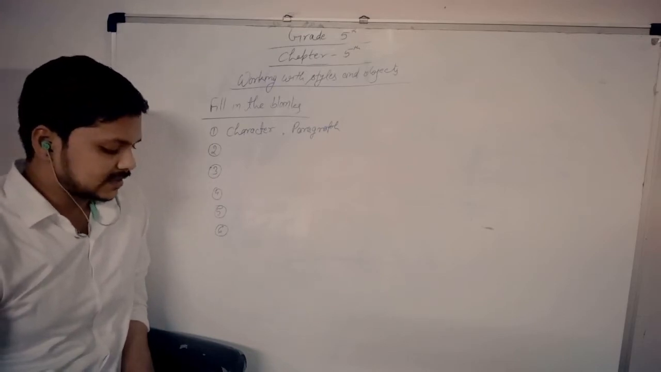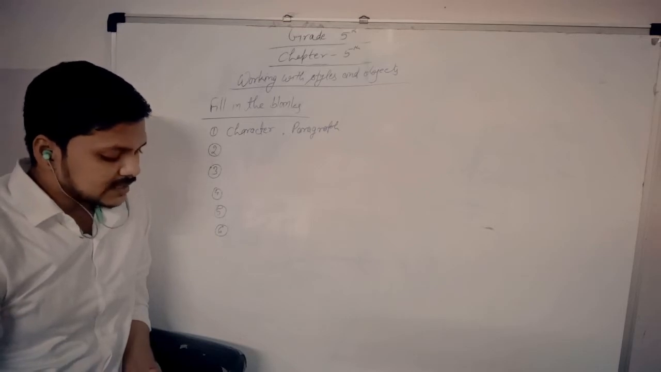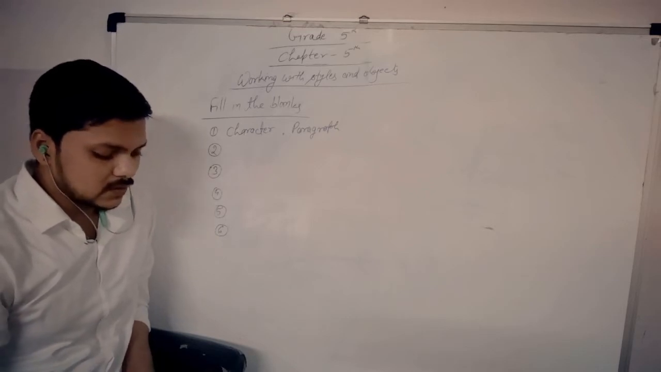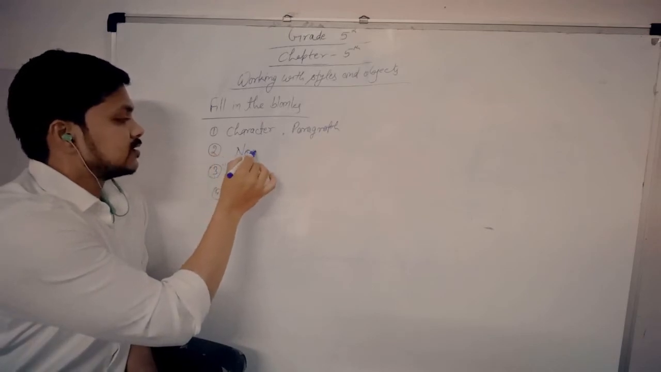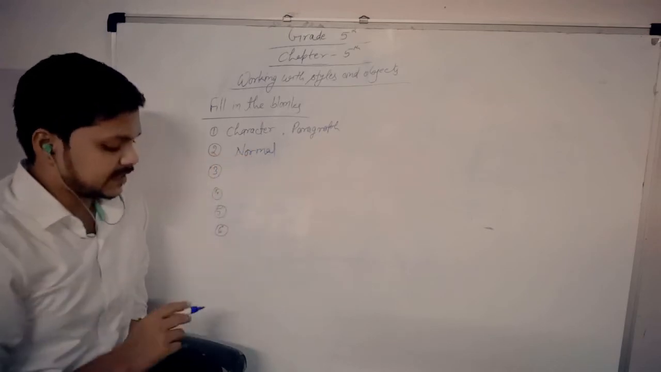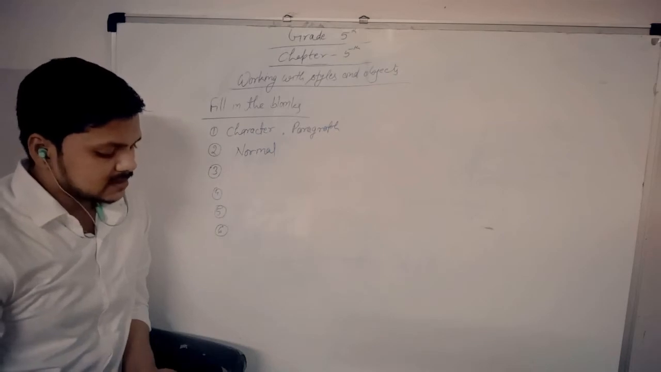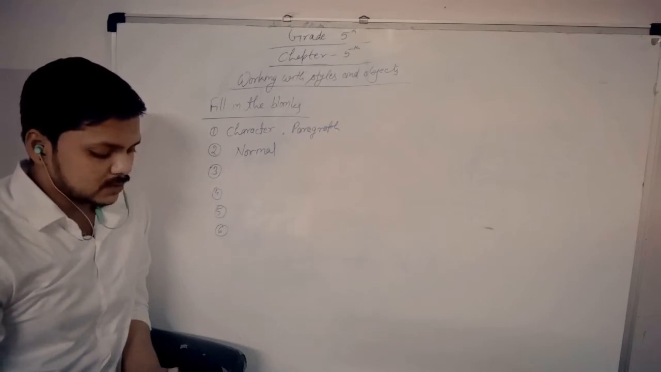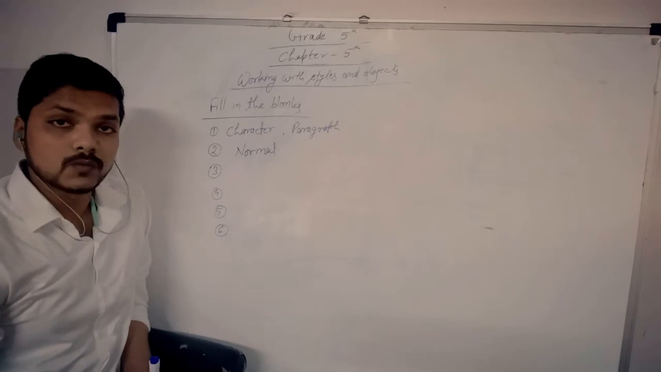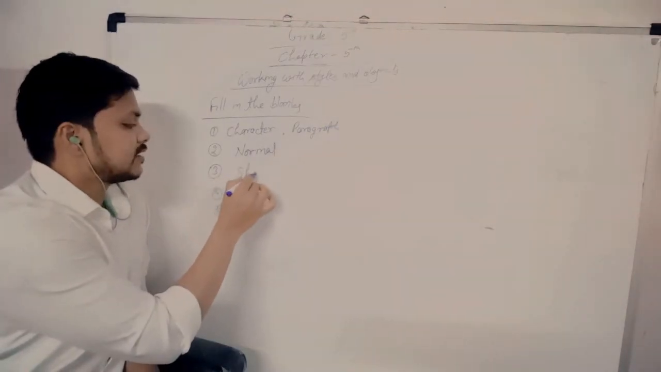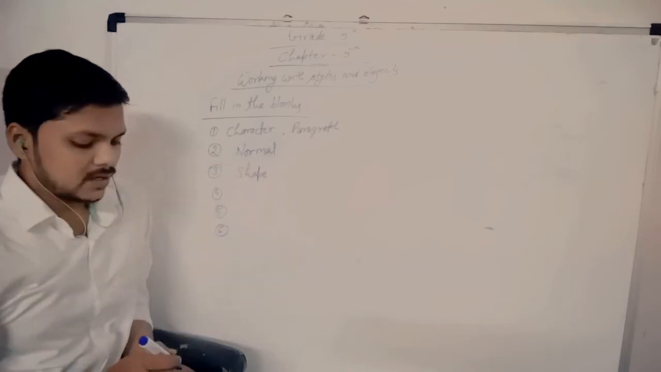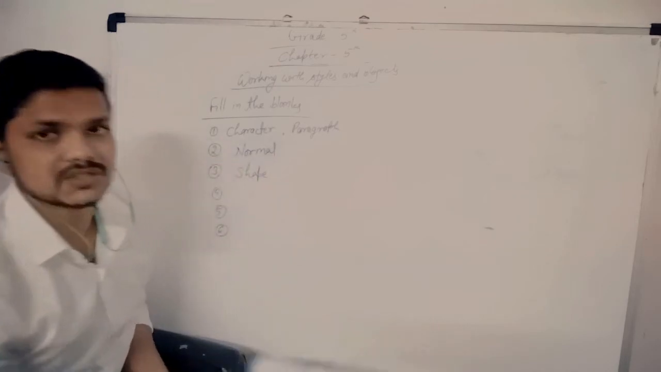Second fill in the blanks: by default the typed text is based on what type of style? That is based on normal style. So right here, normal is second. Third is, lines, basic shapes, block arrows are the options of what button? These are the options of the shape button. So right here, shape. Now open the next page of this chapter.